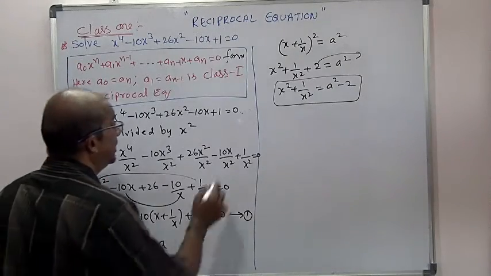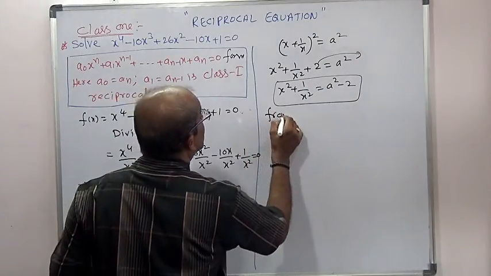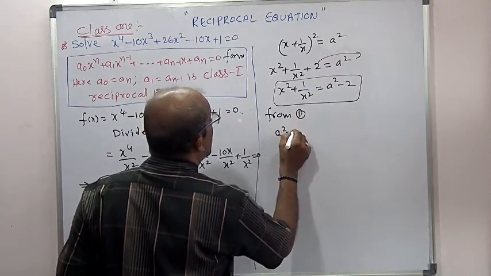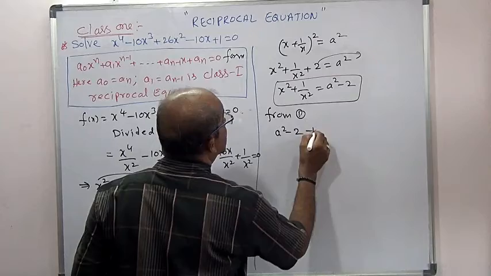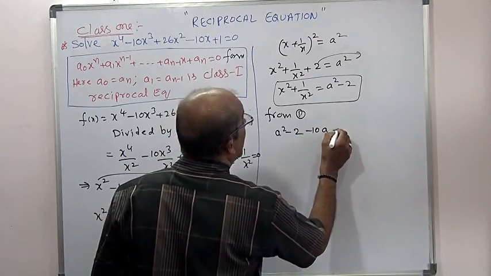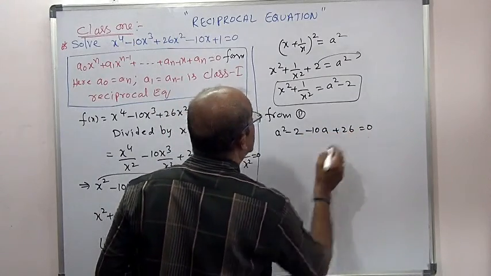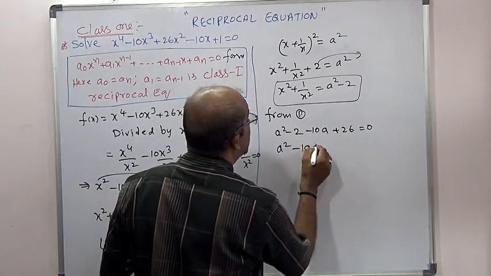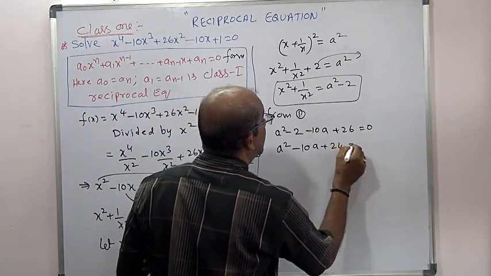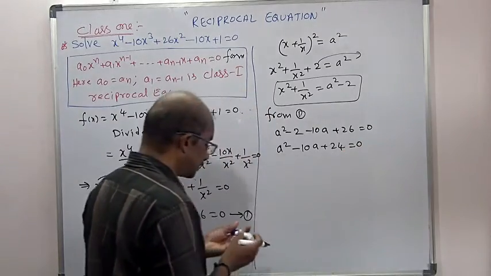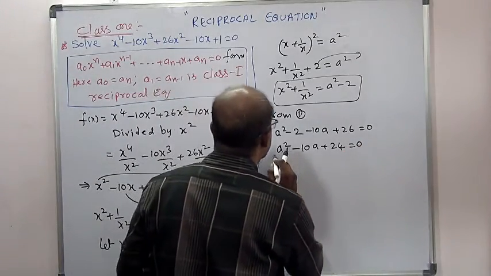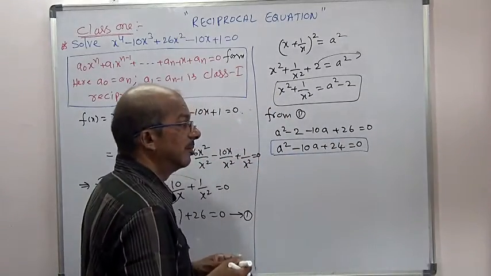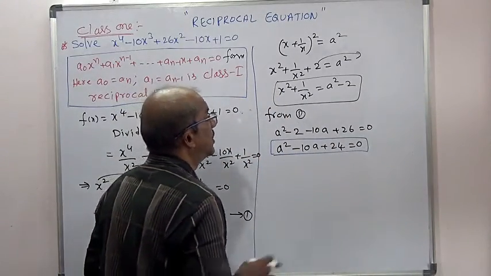that is from 1, a square minus 2 minus 10a plus 26 is equal to 0. That is a square minus 10a plus 24 is equal to 0. So this is a quadratic equation, a square minus 10a plus 24 equal to 0.